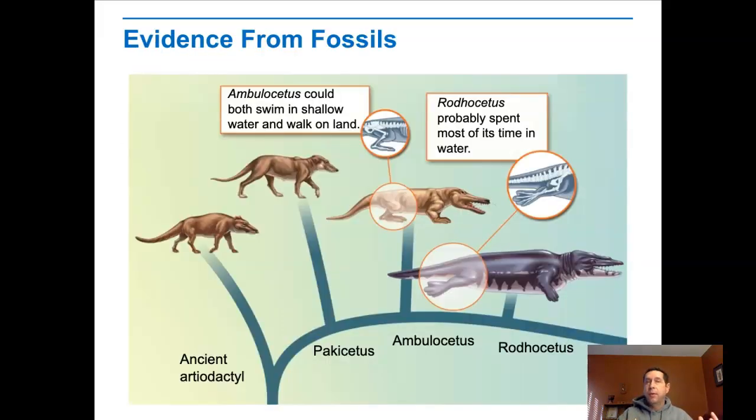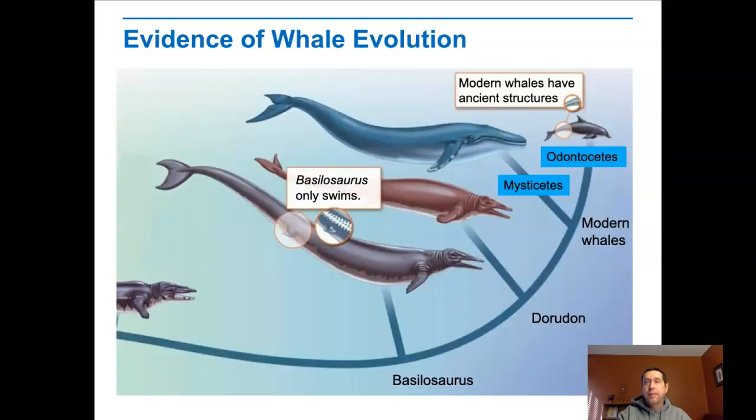So whales evolved from animals that lived on land, and this graphic shows evidence from fossils, and then how they're related to the modern species of whales today. You can see how they become better adapted to life in water over time. But modern whales have ancient structures like pelvic bones that show us how they're still related to some of their more ancient ancestors.